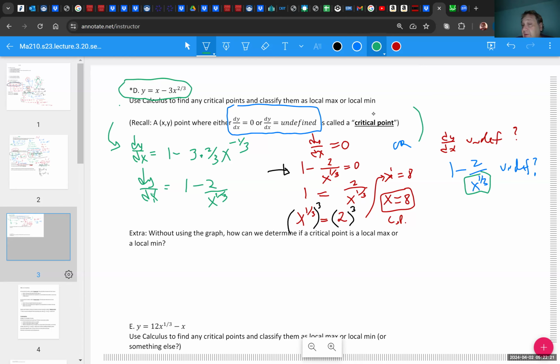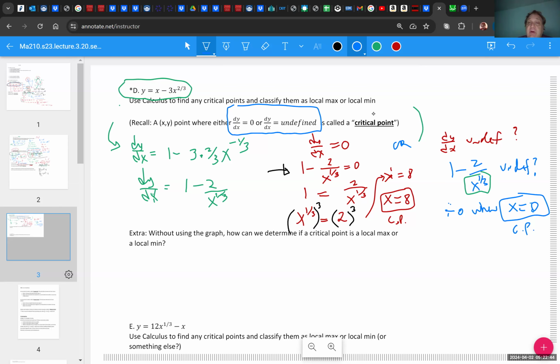So we can possibly divide by 0 if this bottom part was equal to 0. And it is equal to 0 when x is equal to 0. So we have a divide by 0 when x is equal to 0. So x equaling 0 is another critical point because that's a point we can't calculate. It's a point where it's undefined. 1 minus 2 divided by 0, there's no answer for that. So we have two different critical points.